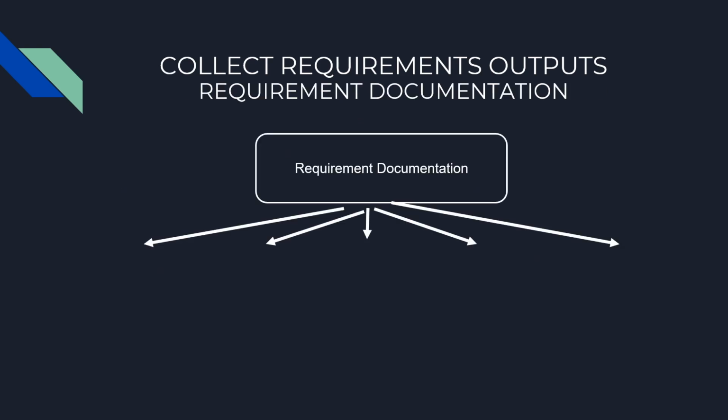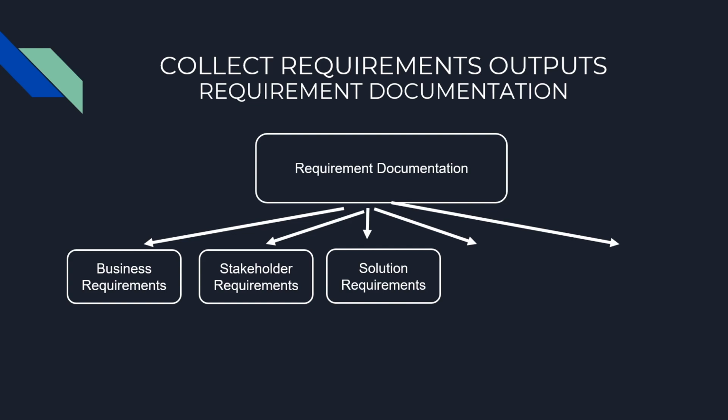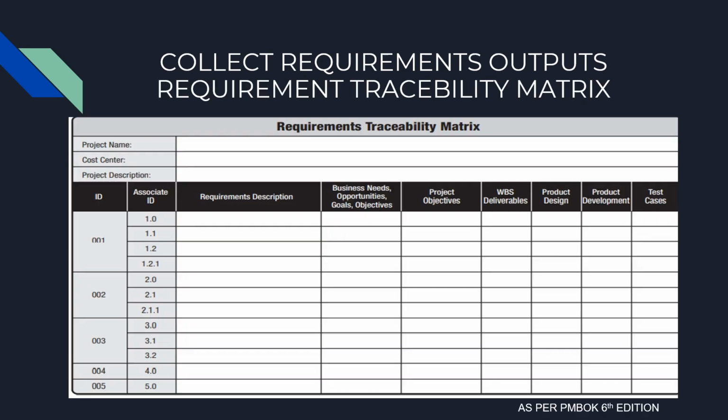Let's understand the outputs of collect requirements. The first output is requirements documentation. This means the documentation of the different requirements in the project. It can include business requirements, stakeholder requirements, solution requirements, project requirements, and quality requirements.